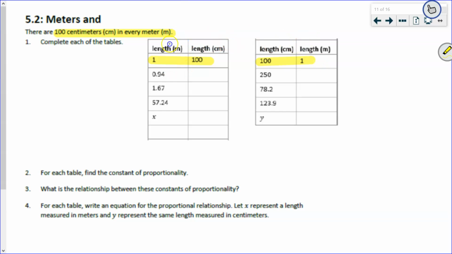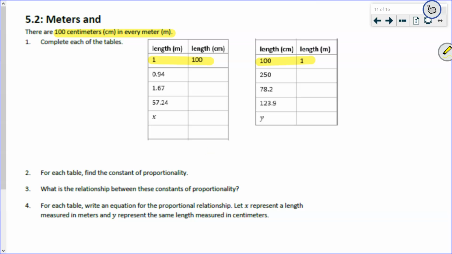Do you notice how this one starts with meters and then goes to centimeters? This one starts with centimeters and then goes to meters. And we're using different numbers, yes, but that's the main thing I want you to observe: we've got a column of meters, a column of centimeters, and then they've been switched for this next one.